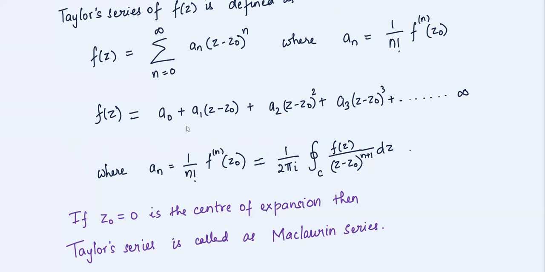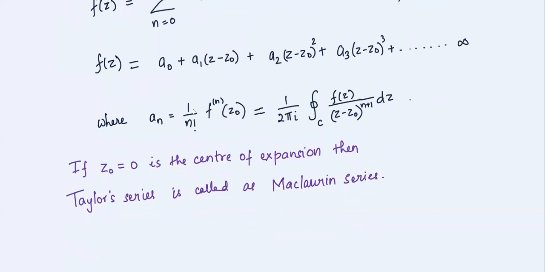Now the only difference here is that our evaluation of the derivative has complex integration involved: f of z by (z minus z naught) whole power n plus 1 dz over this contour integral. This contour should be any closed path which encloses z equal to z naught. So that is the Taylor series.